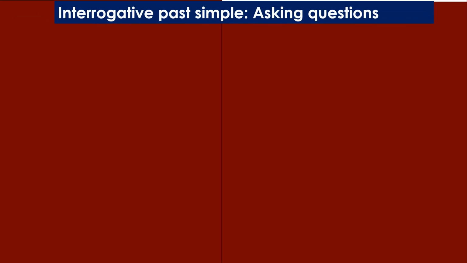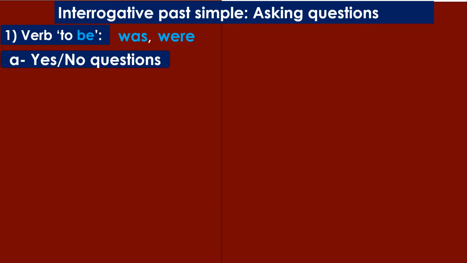Let's now talk about interrogative past simple, or asking questions in the past simple. Let's see how we ask questions in the past simple. Okay, I'm going to start with verb to be. And as you know, in the past simple, we have was and were. Okay, so let's start by asking yes/no questions.